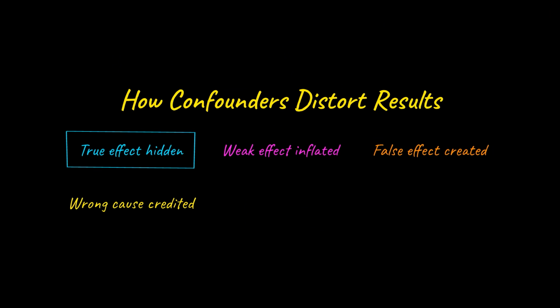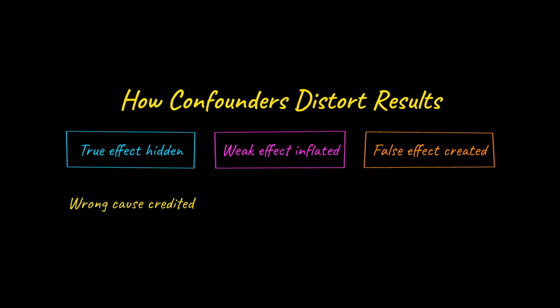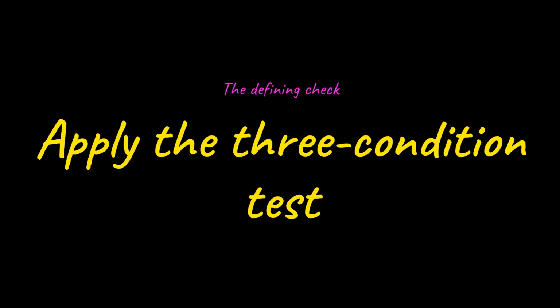They can hide a true effect, inflate a weak one, manufacture a relationship where none exists, or cause researchers to credit the wrong cause. This is why controlling for confounding through randomization, matching, stratification, or multivariate regression is a foundational task in research design. Whenever a research stem describes an unmeasured factor, a hidden influence, or an alternative explanation for a result, that is a signal word for confounding. Apply the three-condition test to confirm them. And remember, confounding is an analytic flaw to correct, not a real subgroup phenomenon to report.